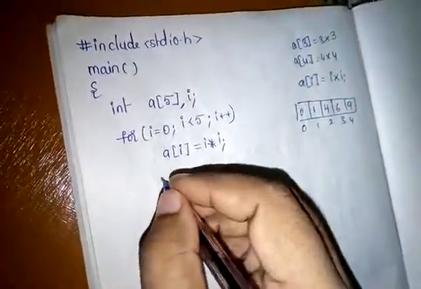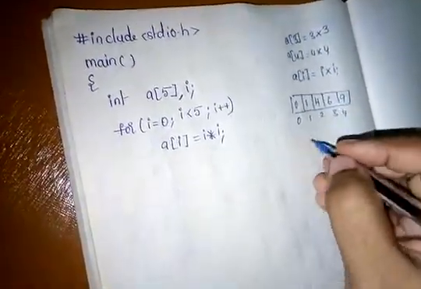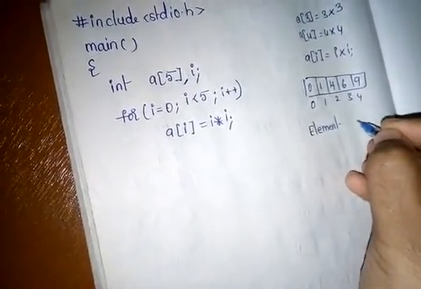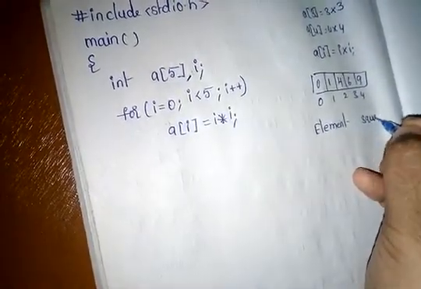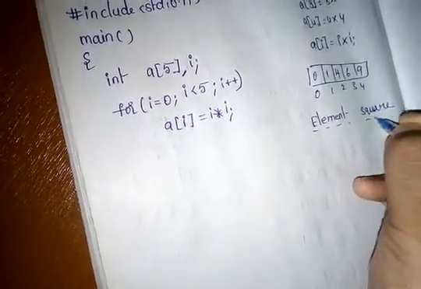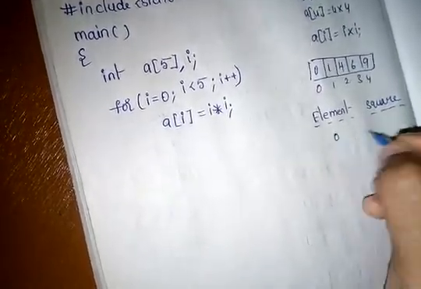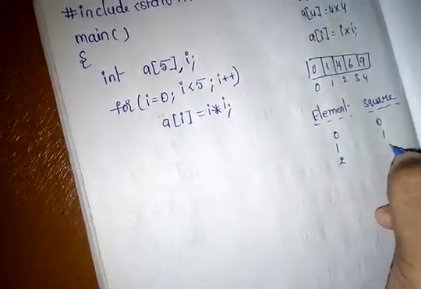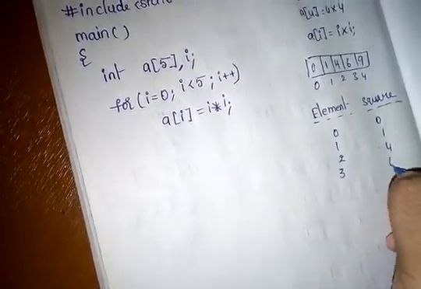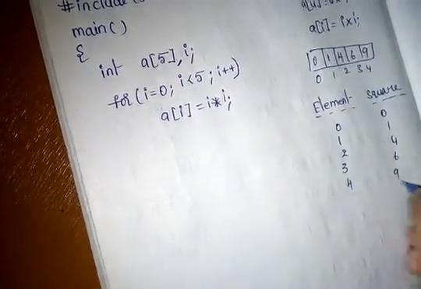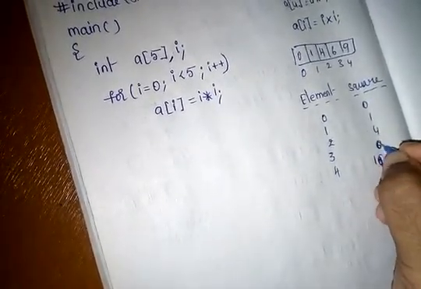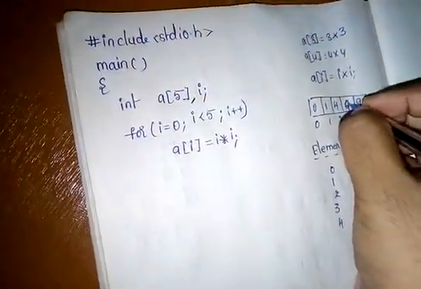So now you need to print these values in a format where you have a heading, element and its square, and then 0 and its square, 1 and its square, 2 and its square, 3 and its square, 4 and its square.